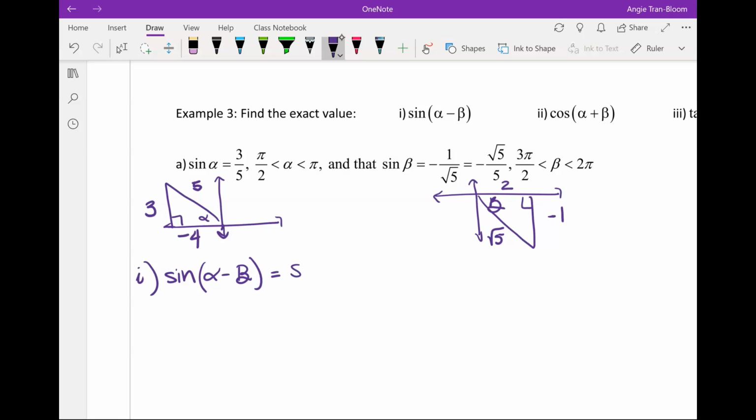Sine alpha minus beta is sine of alpha times cosine of beta minus cosine of alpha sine of beta. You guys agree? Yes. Okay. I thought I heard something else earlier. I just want to make sure that I'm not losing my mind.